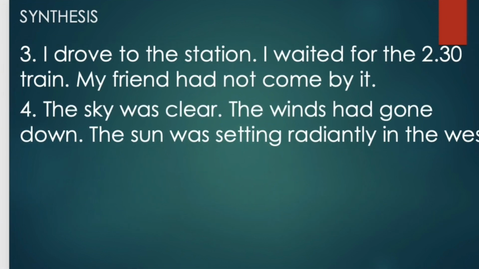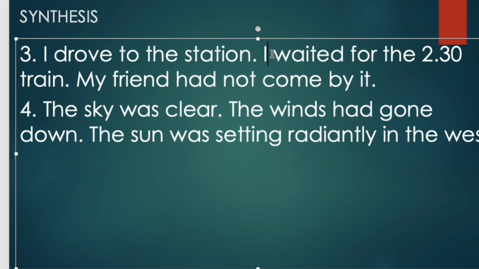Number 3. There are 3 sentences here. I drove to the station. I waited for the 2:30 train. My friend had not come by it. We can combine these 3 sentences into a multiple sentence containing more than 2 verbs in this manner, using the coordinating conjunctions.